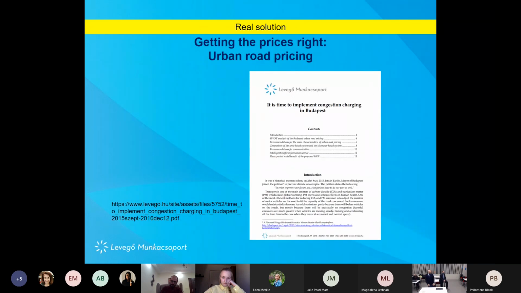So how to make the users pay the prices they should. We think that one of the most efficient systems would be urban road pricing. We made detailed proposals about this. You can read it on our website.